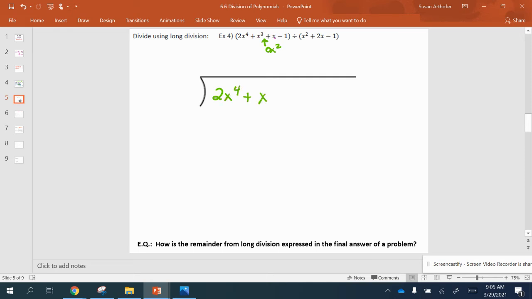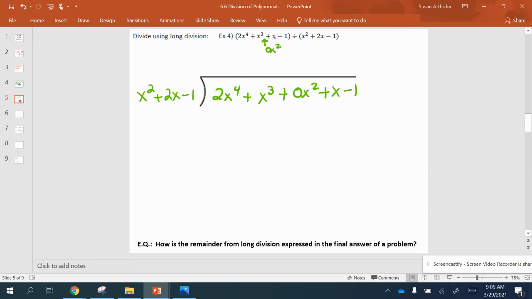So where it's missing, you just put a placeholder: 0, and then the exponent that's missing. Then I'm going to keep writing plus x minus 1. Now this divisor goes on the outside, and it's just longer. It just means that you're going to distribute 3 times. So it's just a little bit of a longer problem.